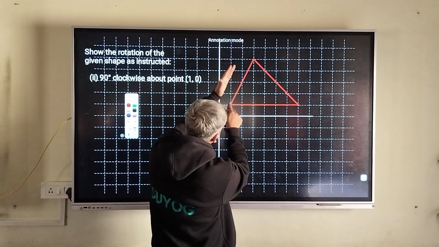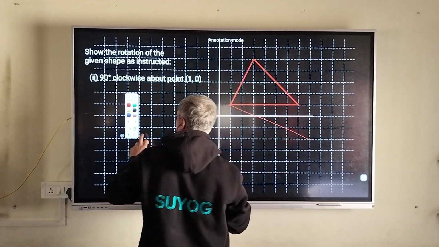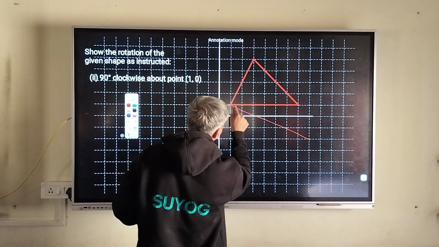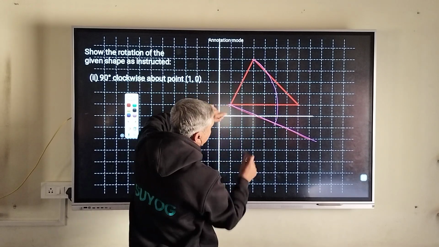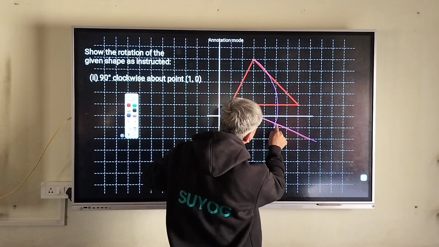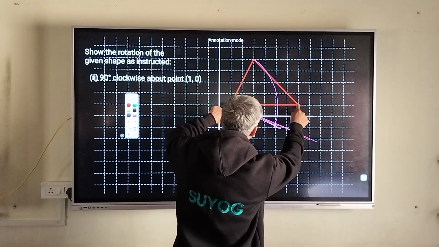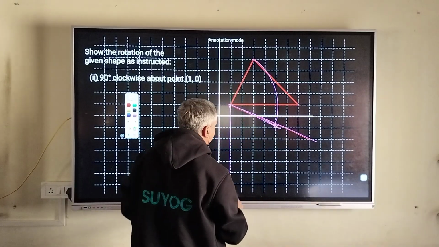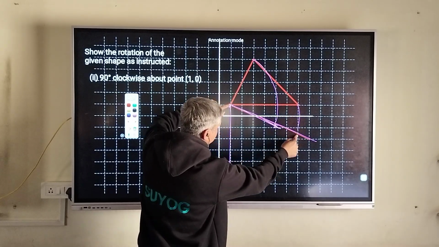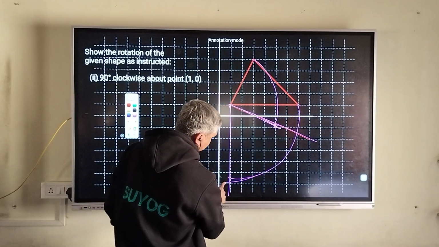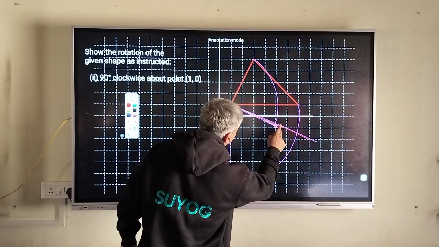So for this point, I'll draw a perpendicular on this line. And then with this distance, I'll mark an arc. So we get somewhere here. This point will come as a vertical, perpendicular line. This horizontal line's 90 degree rotation is a perpendicular vertical line. So it will look something like this.